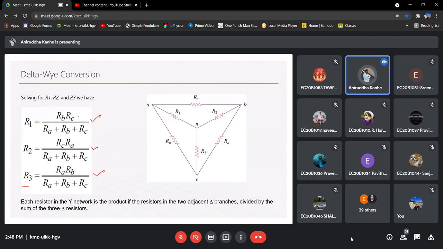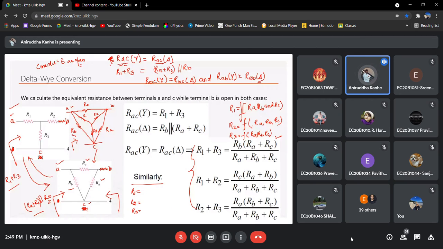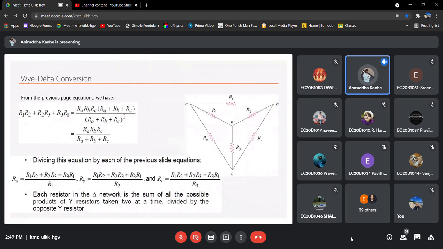I will not give too much time for the derivation of the other part. These three equations can be utilized to determine RA, RB, and RC. So you can always convert a given delta into Y or a given Y into delta. So these are the equations for RA, RB, and RC.